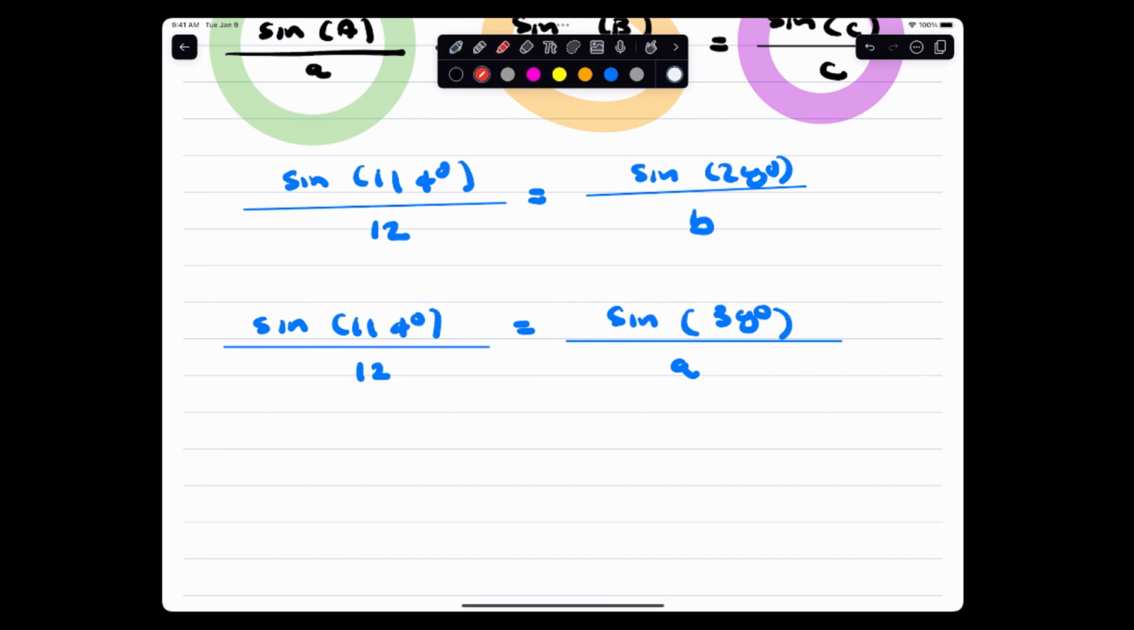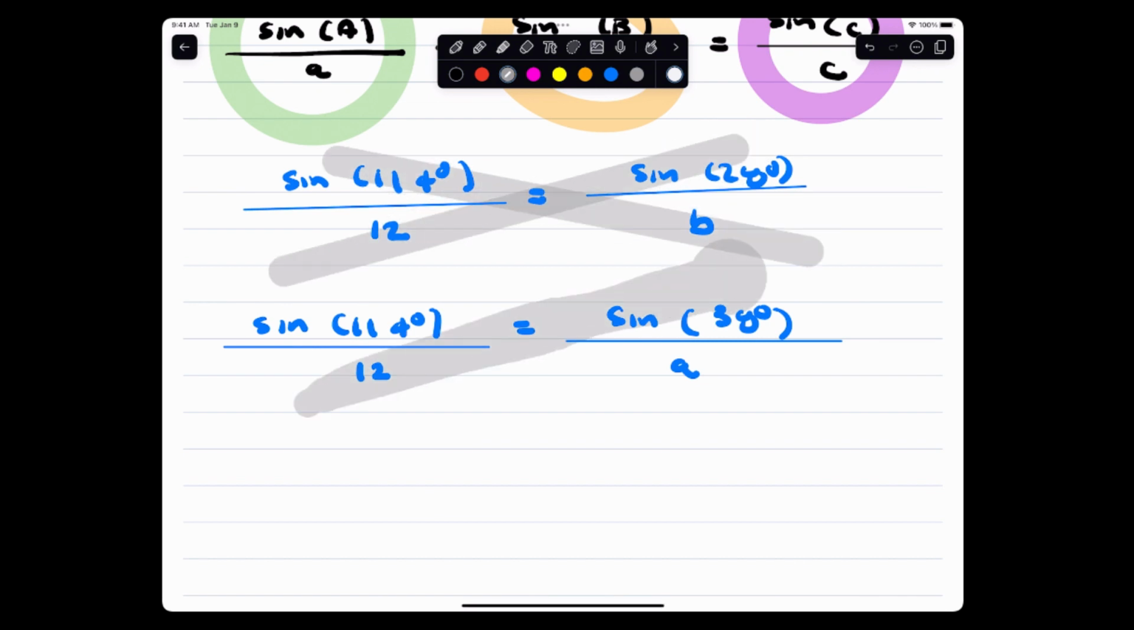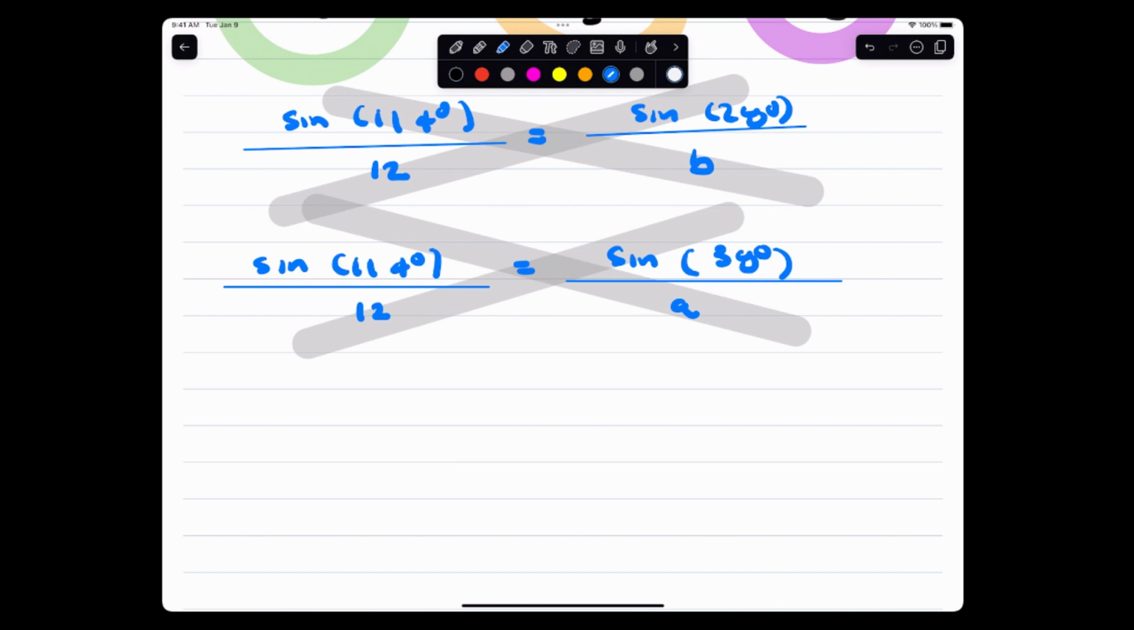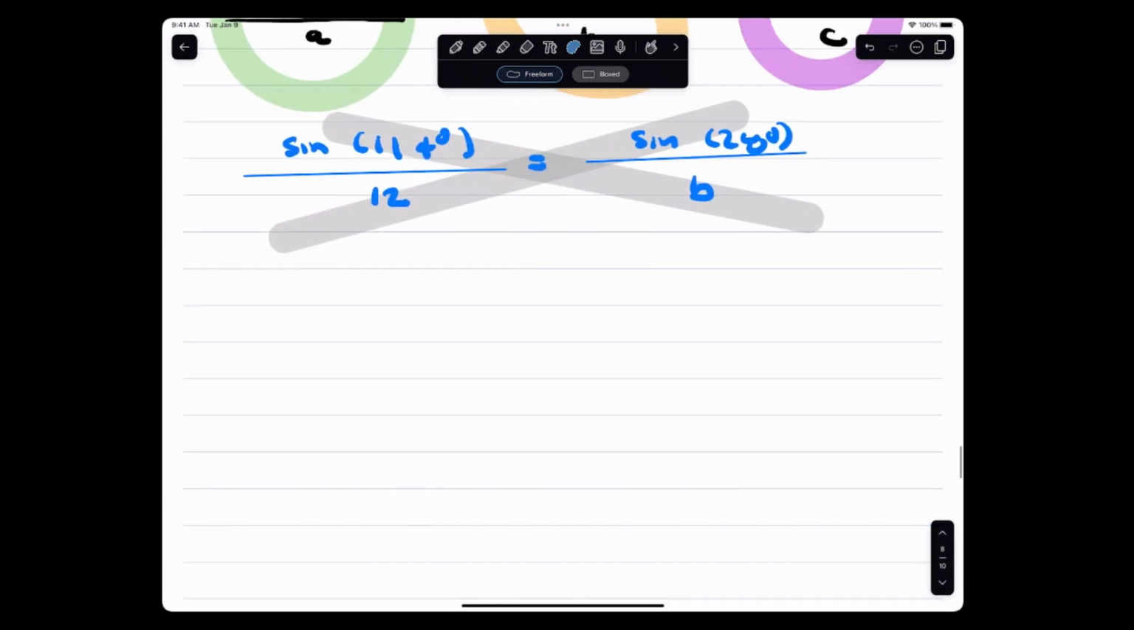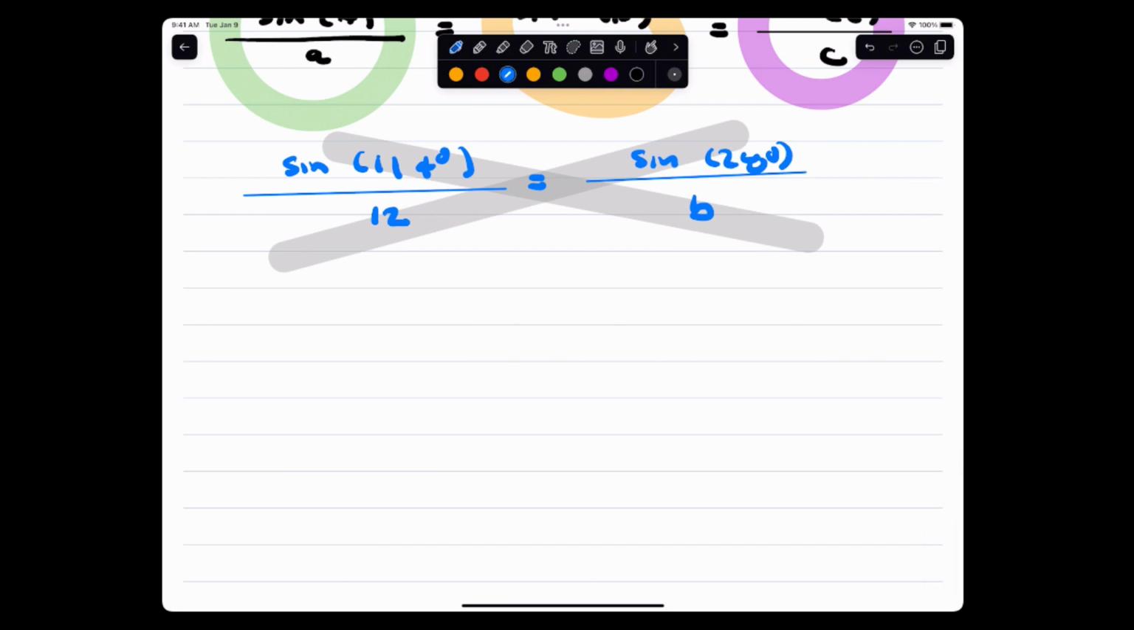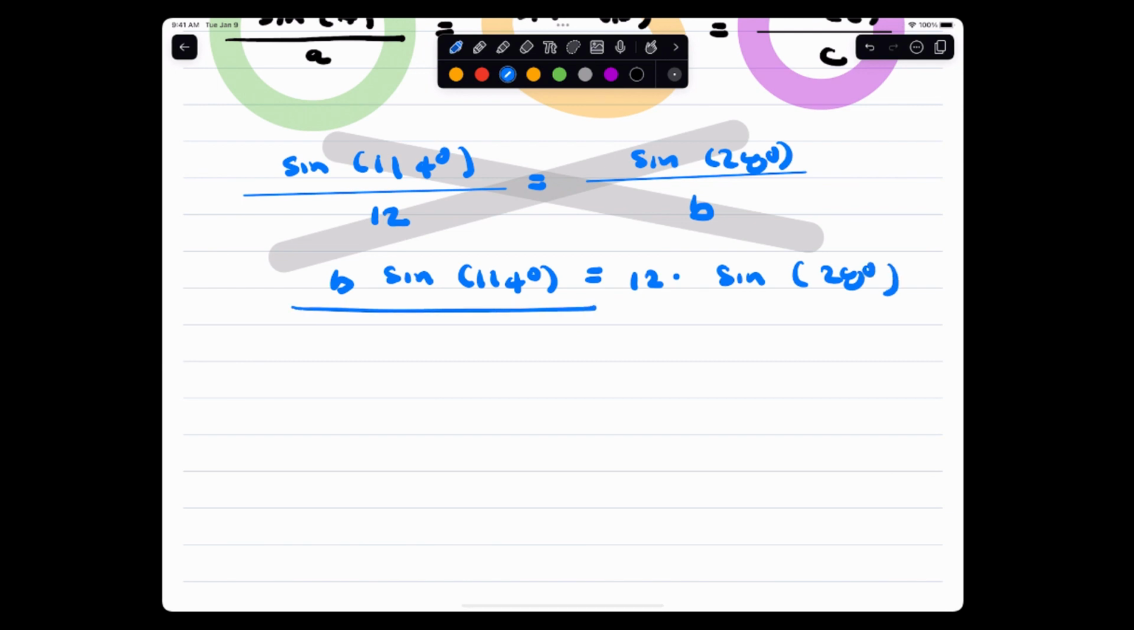Now, absolutely. Okay, so ladies and gentlemen, like we warmed up yesterday with the S, what did we do? Right? What do we do? Cross multiply. So now, ladies and gentlemen, here's the story. B sine 114 degrees becomes 12 sine what? 28 degrees. Divide both sides now by what? Sine 114 degrees.